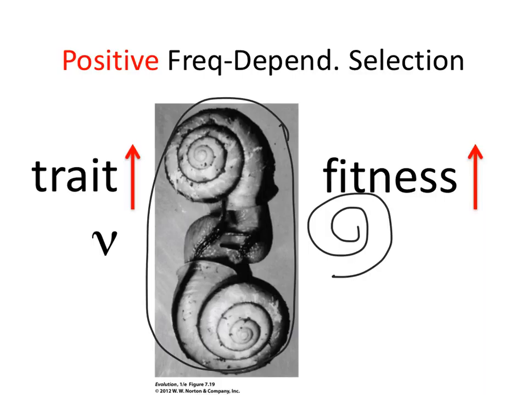Anything that prevents individuals from mating with each other can be a cause of speciation.